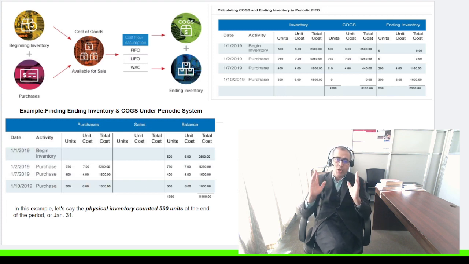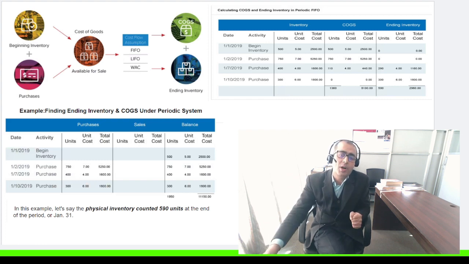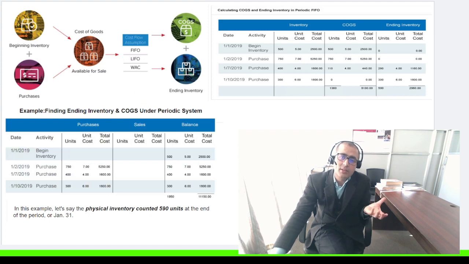Under the periodic system, we value the ending inventory at the end of the period, that is, your closing accounting period. While under the perpetual basis, we continuously update the inventory system. When you are purchasing, you add it. When you sell it, you deduct it, and finally we get the balance. That is called the perpetual. Today we are discussing how we value the ending inventory by using the periodic system, friends.